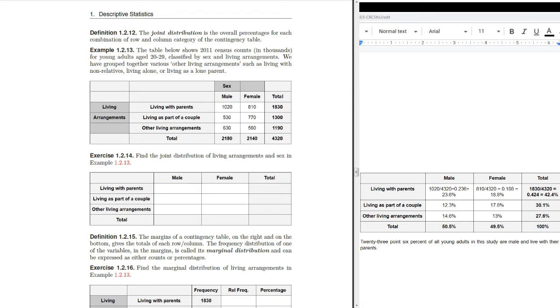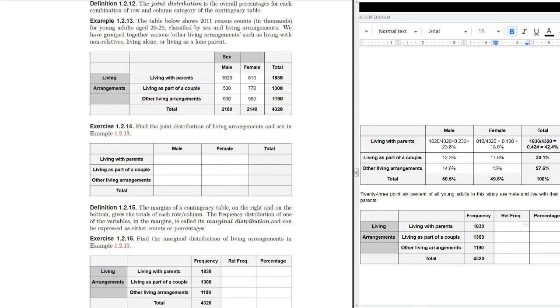Now the margins in the table along the right column and along the bottom row give the totals of each row and column. The frequency distribution of one of these variables in the margins is called its marginal distribution. So let's calculate the marginal distribution of living arrangements as both relative frequencies and percentages. To find the marginal distribution of living arrangements, we will focus on the totals that are given along the right column of our contingency table.